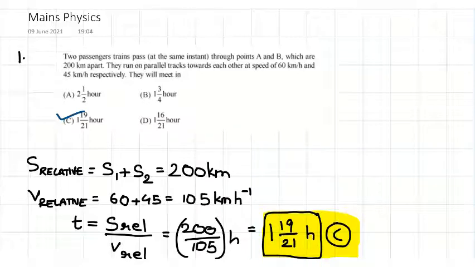Hi guys, welcome back. In this video, we will be taking a look at some physics problems related to kinematics and projectile motion related to JEE Mains. Let's get right into the video.